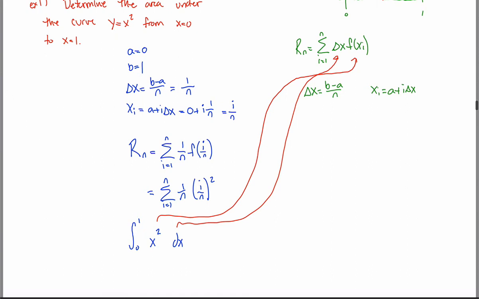In fact, I can make this a formula for you. If I want to make it a formula, I should probably make it more generic. I shouldn't say it goes from 0 to 1. I should say it goes from a to b. And I shouldn't say that my function is x squared. I should just say it's f of x to keep things generic. And all this is equal to is the limit as n approaches infinity of Rn, where Rn is this thing that's defined up here. If you want to write the whole thing out, you can. There you go. Here's our formula for the definite integral.